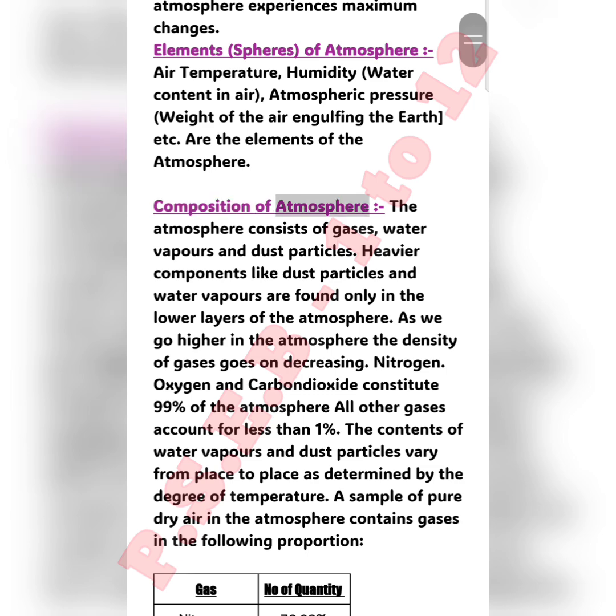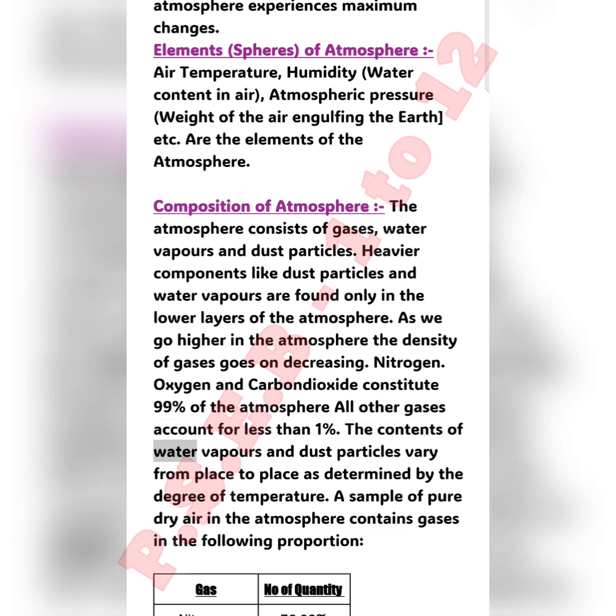Composition of atmosphere: the atmosphere consists of gases, water vapors, and dust particles. Heavier components like dust particles and water vapors are found only in the lower layers of the atmosphere. As we go higher in the atmosphere, the density of gases goes on decreasing. Nitrogen, oxygen, and carbon dioxide constitute 99% of the atmosphere. All other gases account for less than 1%.